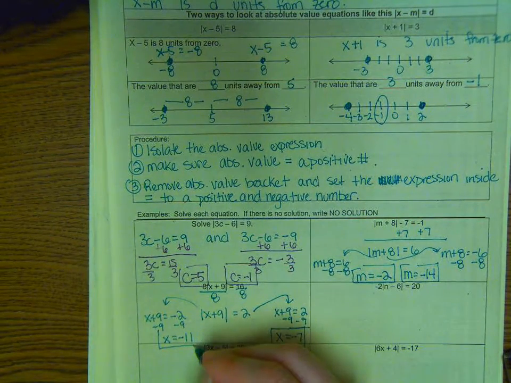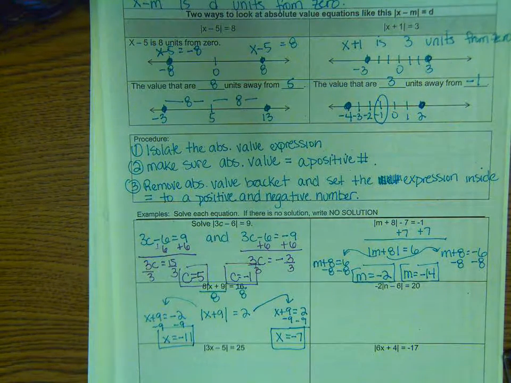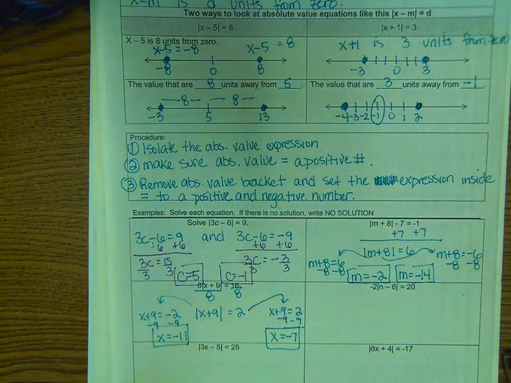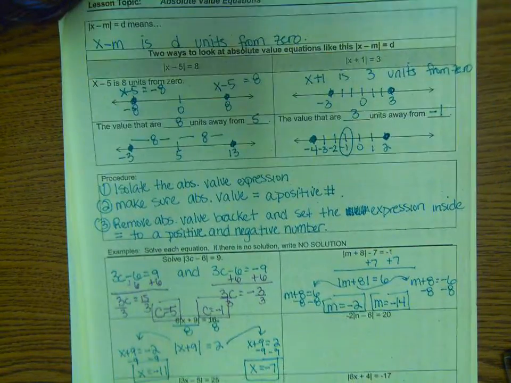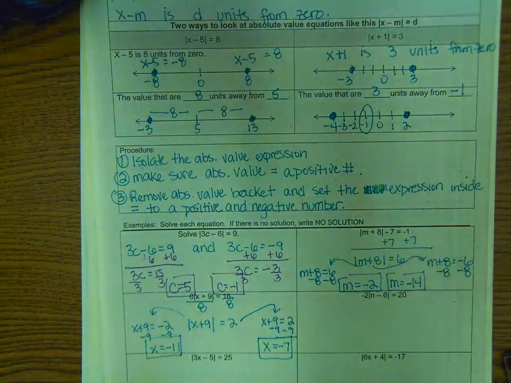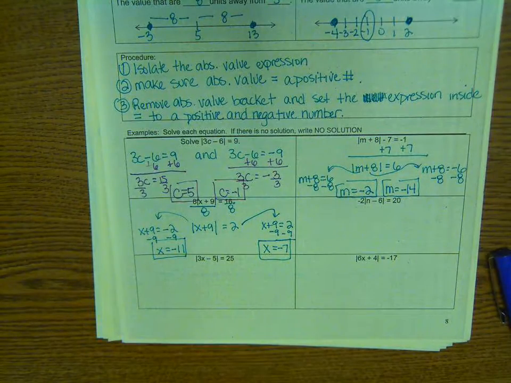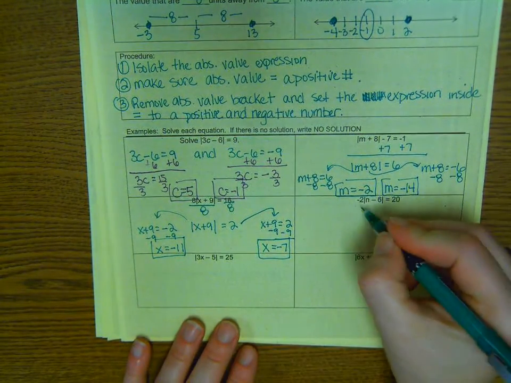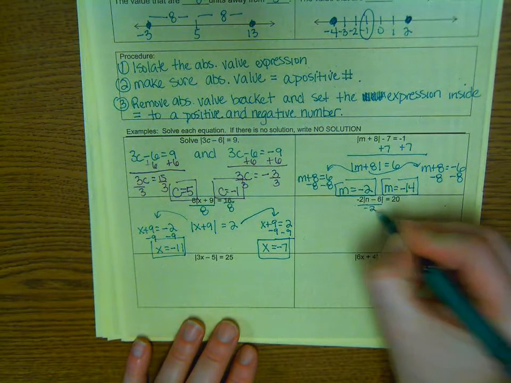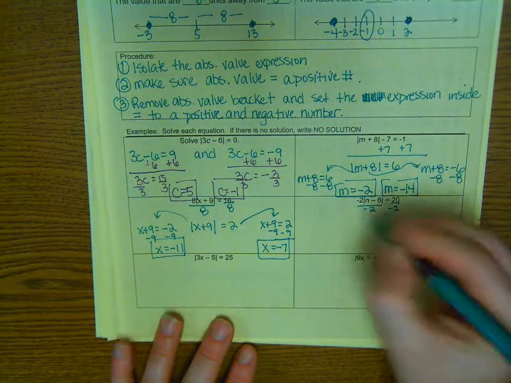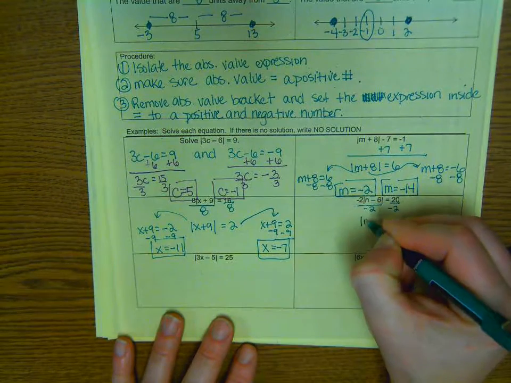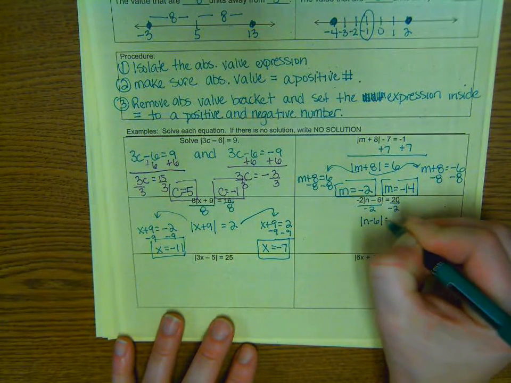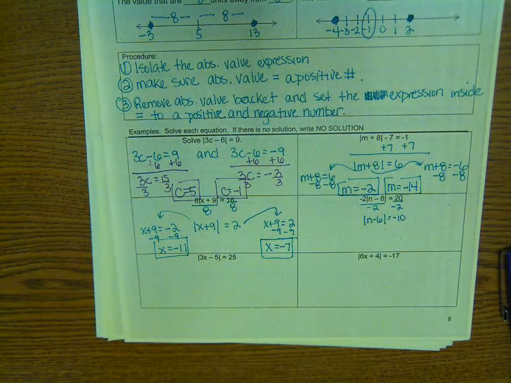Alright, are you getting the hang of it? Alright, so then we move on to the next one. And so how should we start this one? Divide by negative 2. And then we have the absolute value of n minus 6 equals negative 10. And then I set it equal to two equations, right?